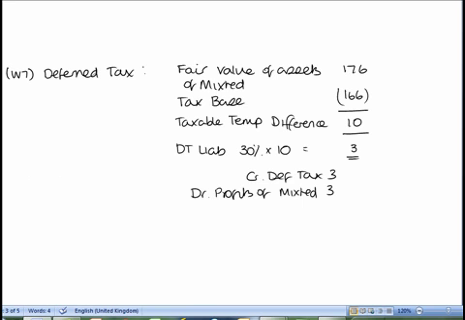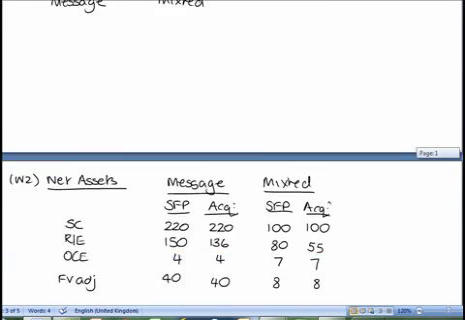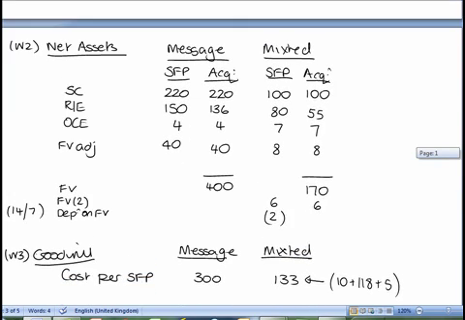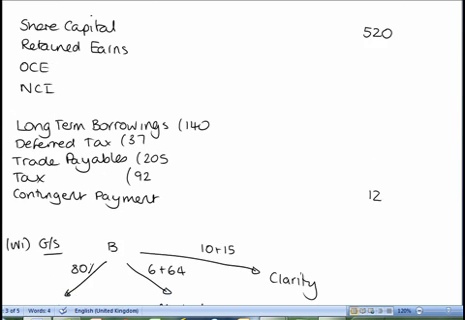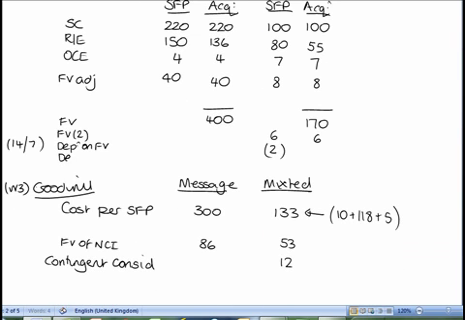Very few people got that correct in the exam. Tricky adjustment. So if we go to our liabilities, deferred tax plus 3 from working, is that working 7? Yeah. And we're going to reduce the profits of Mixed by 3. Deferred tax 3 from working 7. So that note is huge. There's an awful lot of adjustments to get through. We've just got to get some of them right in the exam, not all of them.